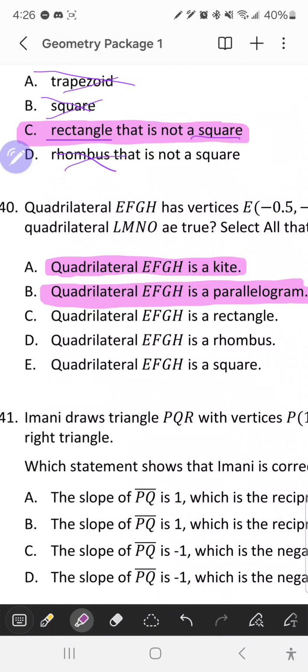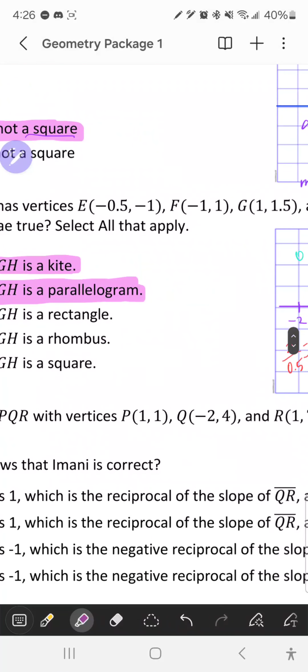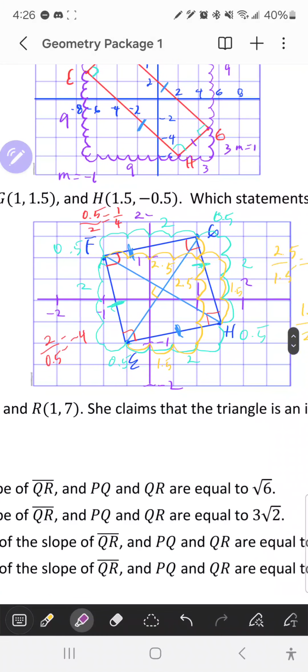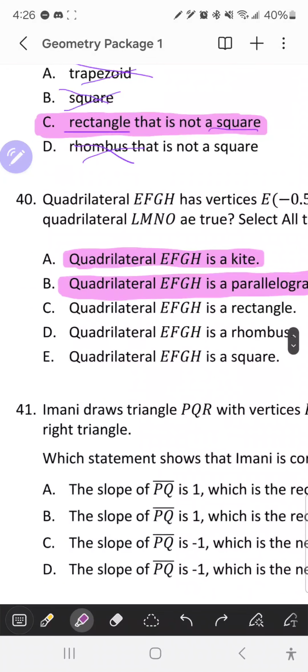Now, is quadrilateral EFGH a rectangle? Well, the requirements for it to be a rectangle are that the opposite sides are parallel and equal, and that the angles are right. So these four angles are right, so we are good with that. This side is equal and parallel to this side, so we're good with that. And this side is equal and parallel to this side, so yes, it fulfills all the requirements to be a rectangle.